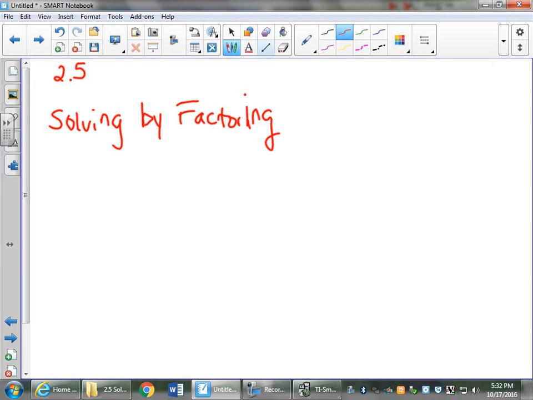Oh man, this is still fun. So solving by factoring and that lovely writing. I know my handwriting's bad, but it's especially bad again.